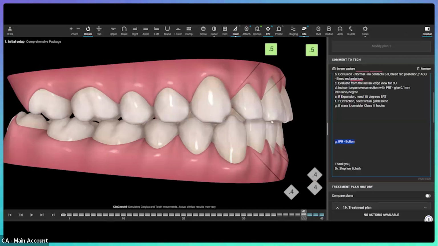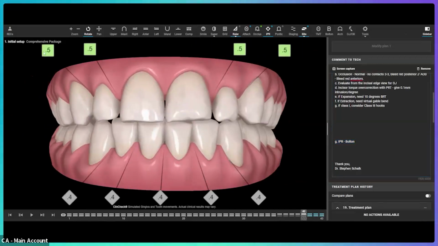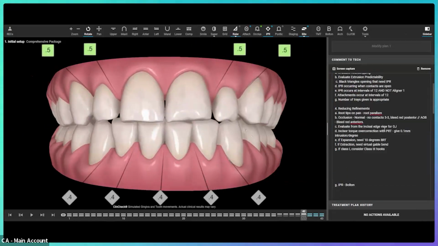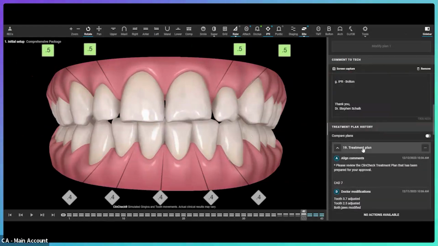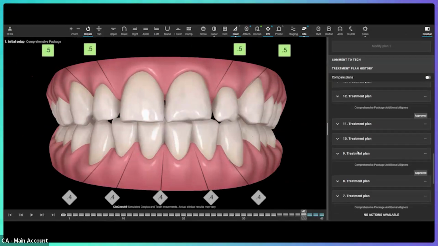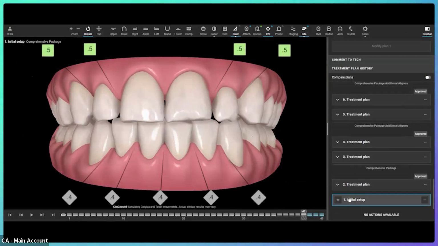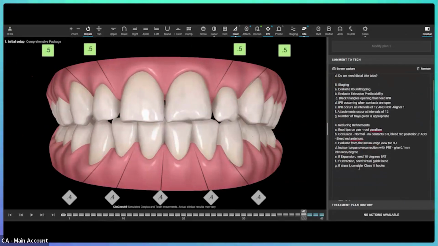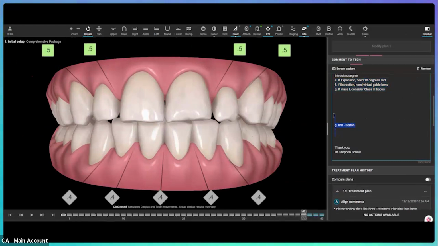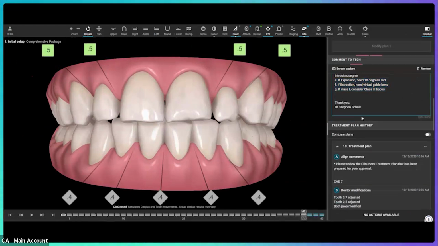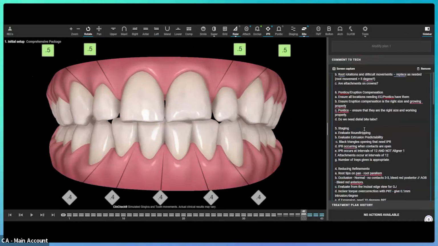If there was no IPR on the lower, or I needed spaces on the upper, then I would go in and make modifications. And I'll show you how to make modifications on just our final plan, because unfortunately it won't let me make modifications on an old plan. So all I can do is review what we did. But on the current ClinCheck, which is fine, it's finished, I'll show you how you can add some IPR on the lower and open spaces.